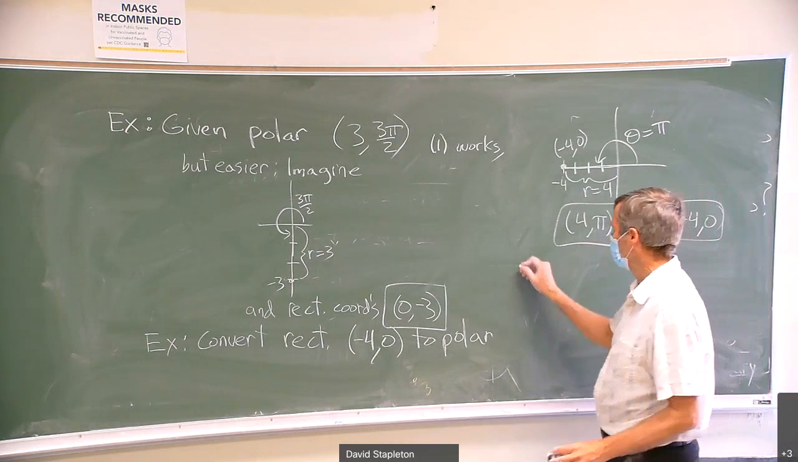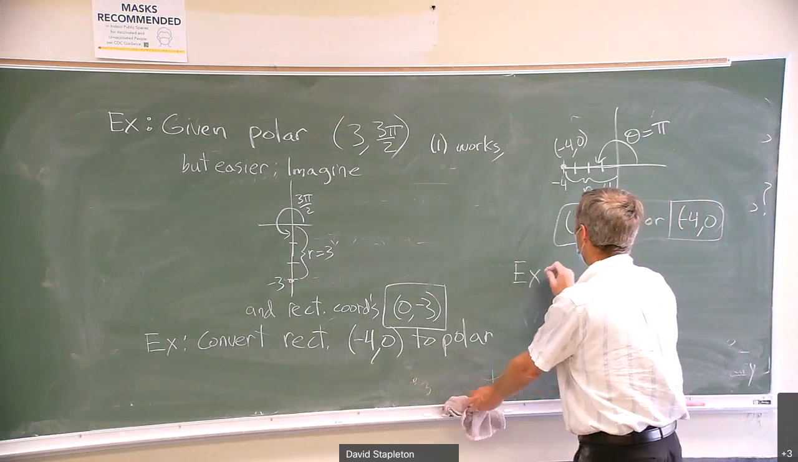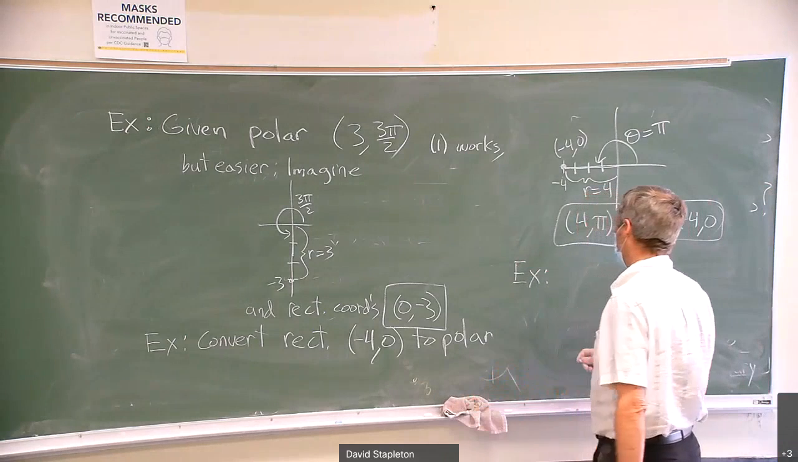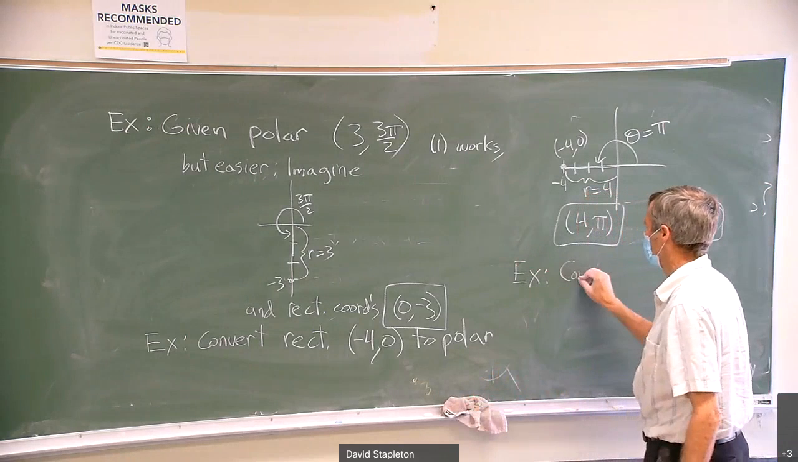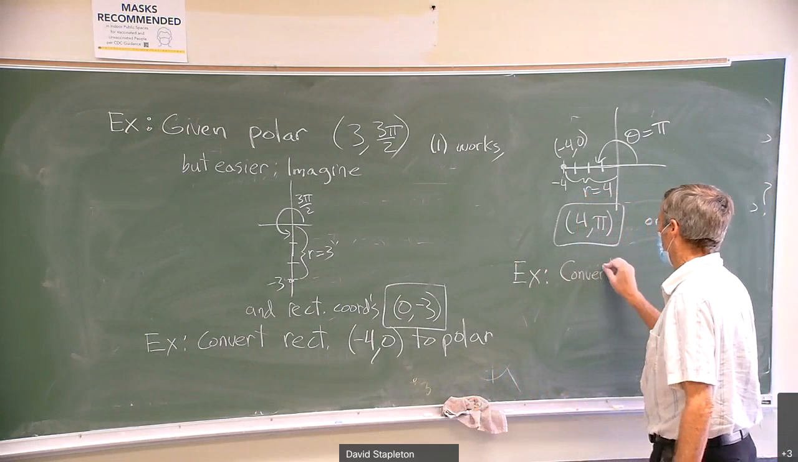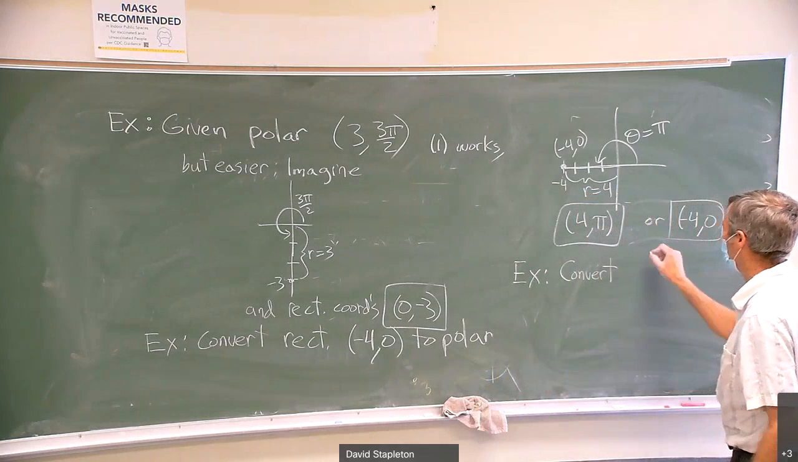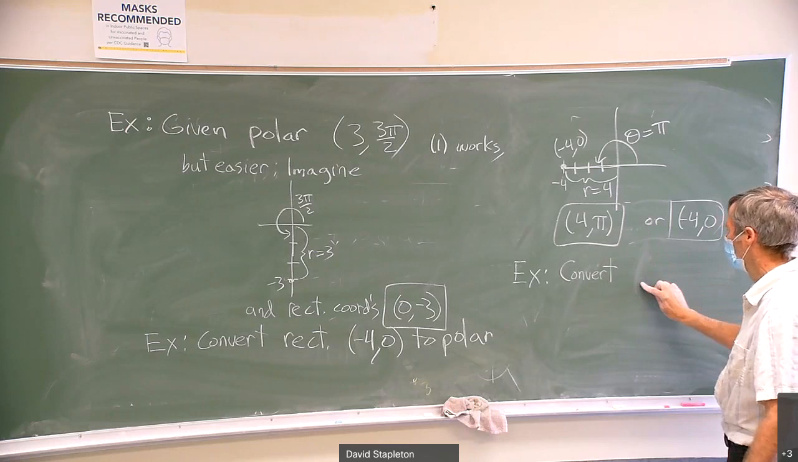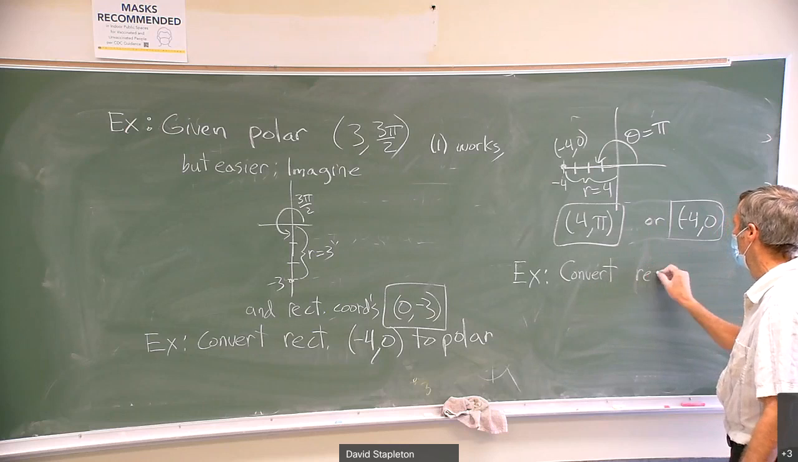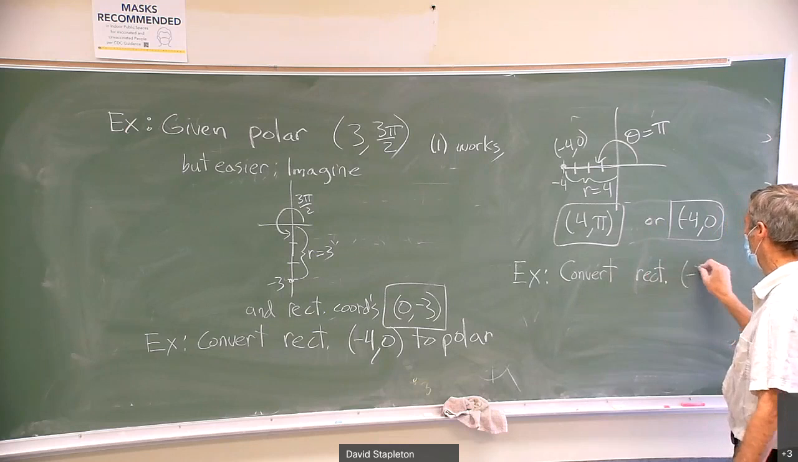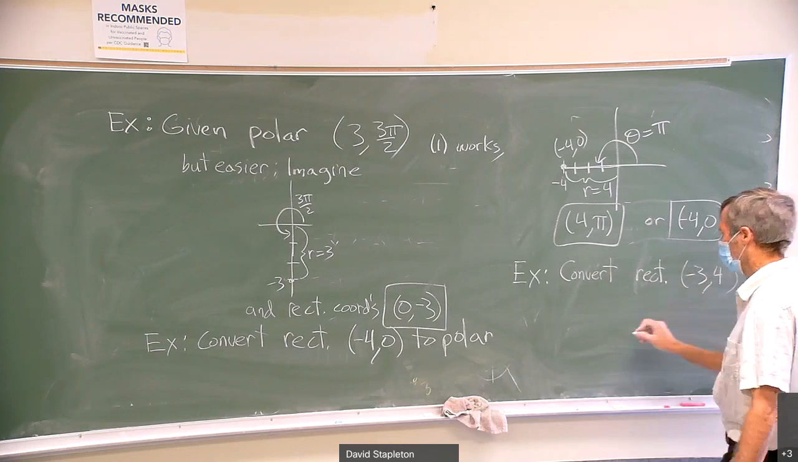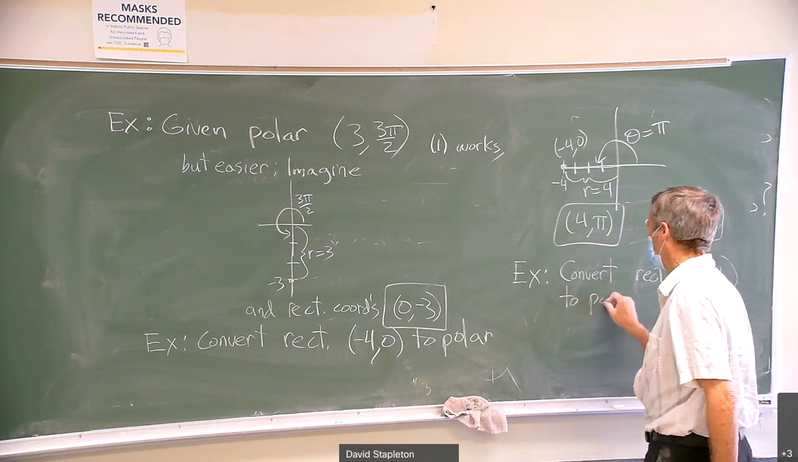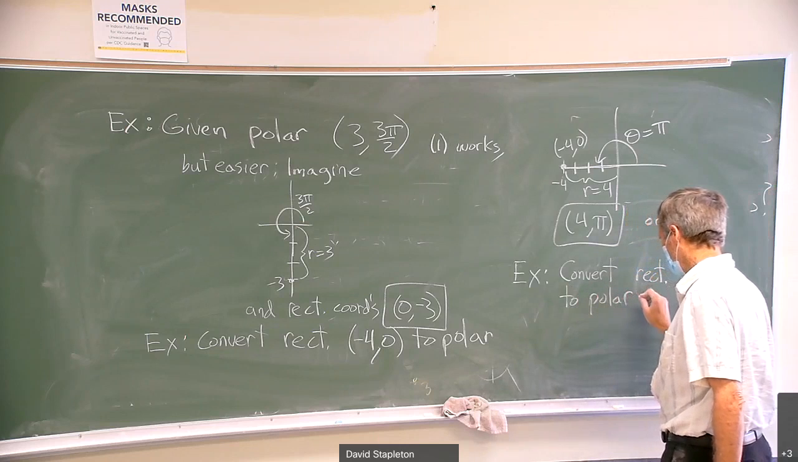One last case here. Not always do you get special angles, right? Suppose I said to convert, out of this nice 3, 4, 5 triangle, the rectangular coordinate minus 3, 4 to polar coordinates. How can I do that?